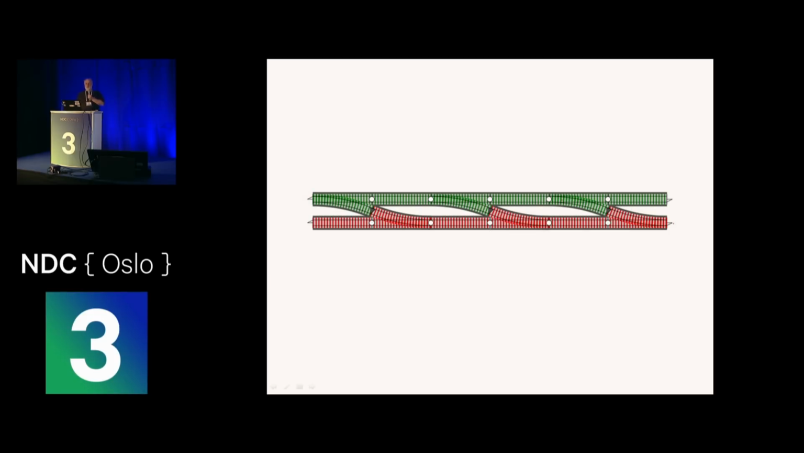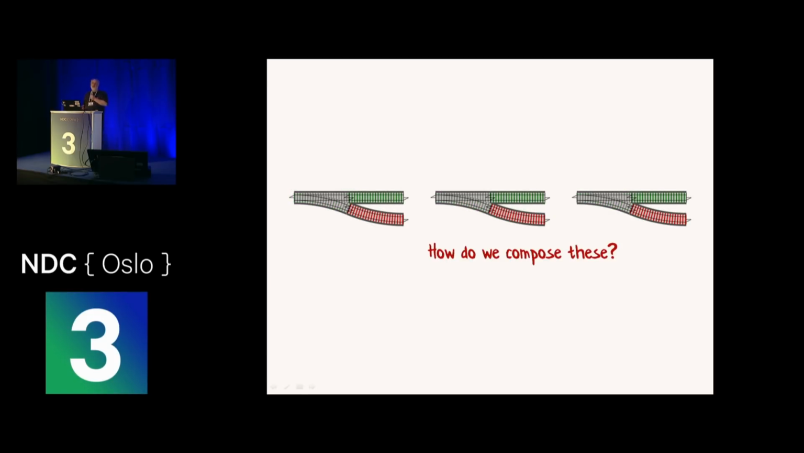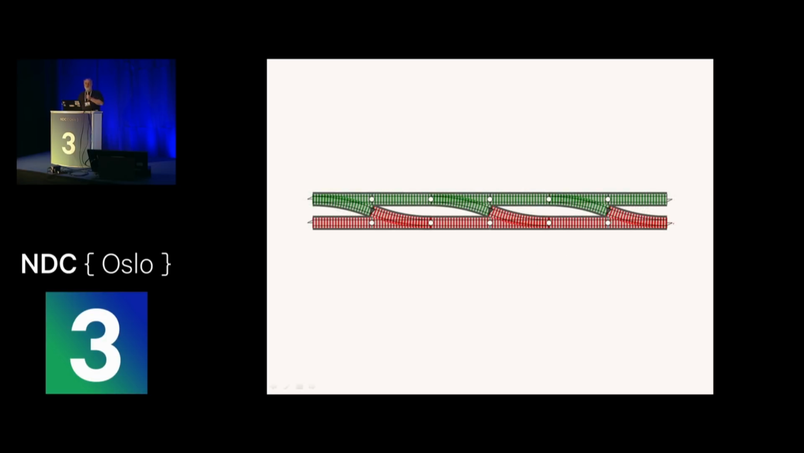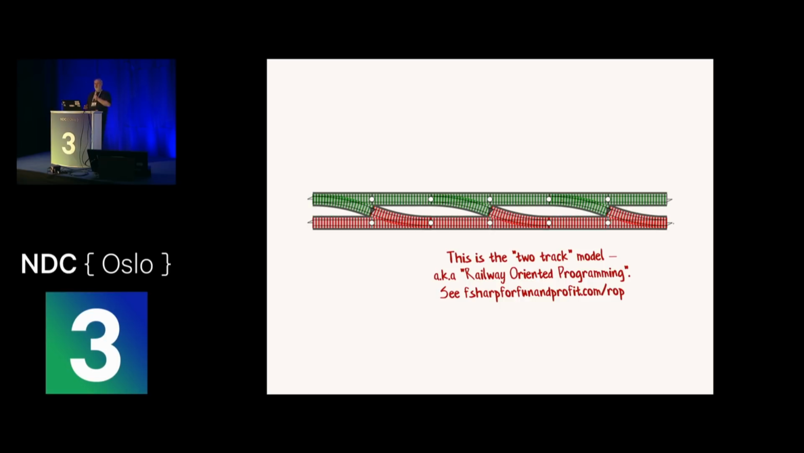All right? So here's the problem. How do we compose these things? Well, the answer is like this. If you've ever played with a toy train, you'll know that you can actually make 2 tracks like this. So I call this the 2-track model of programming, otherwise known as railway-oriented programming, and I have a whole talk on this if you're interested.